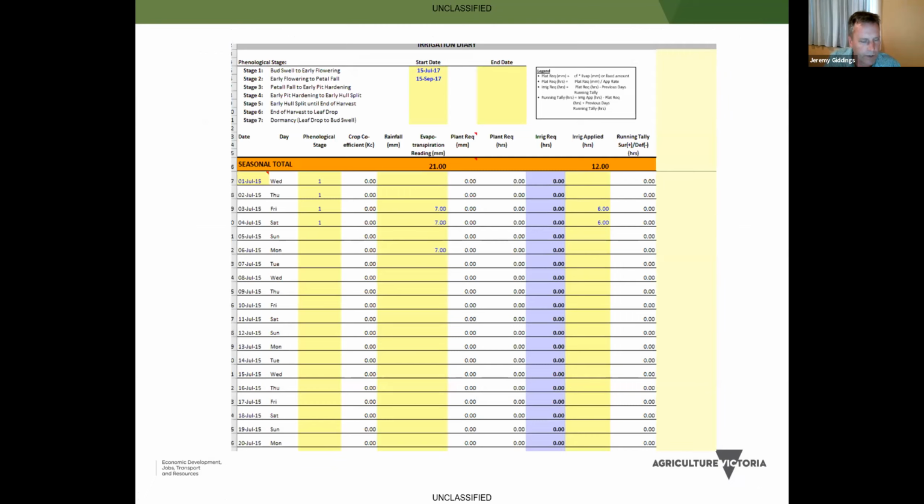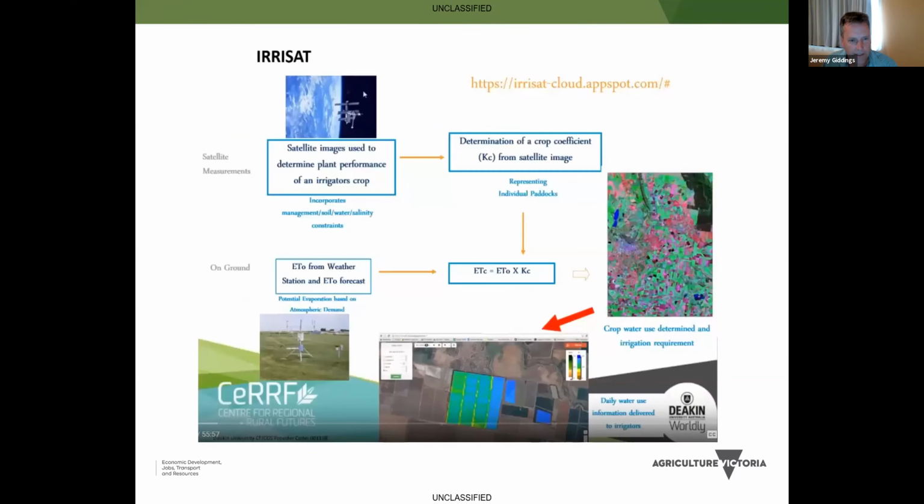Industry have got their own spreadsheets now, and this is one from the almond industry, which is put in terms that they're more familiar with, phenological stages, etc. They're also more likely with drip irrigation to be irrigating every day and not irrigate to a deficit of, say, 30 mils. So they will do that same calculation every day and work out what the demand was yesterday and replace that the following day or night. So that's the background, and that brings us to Irisat.